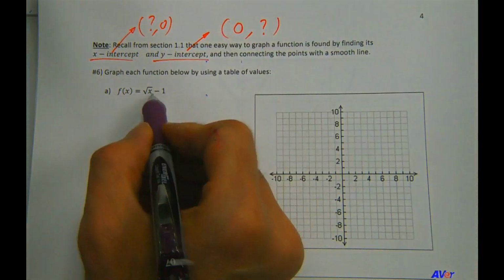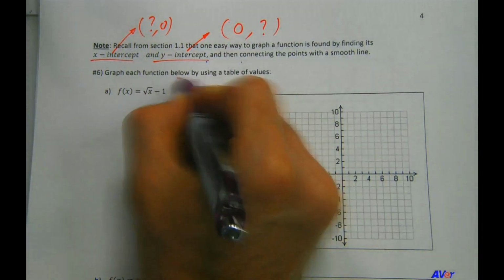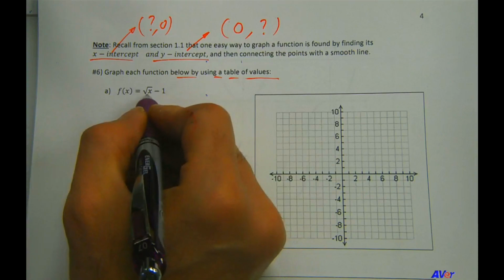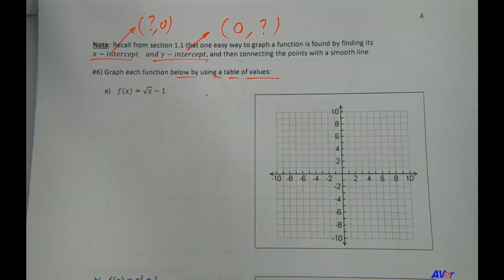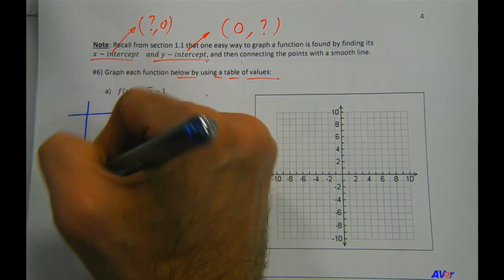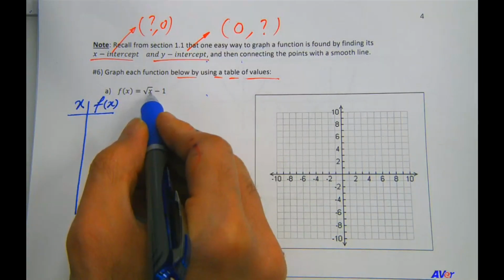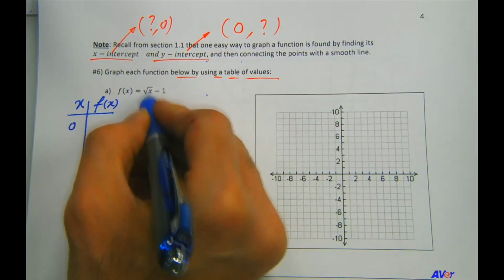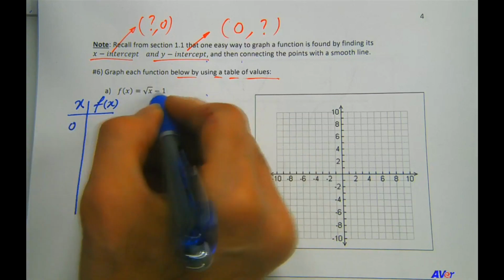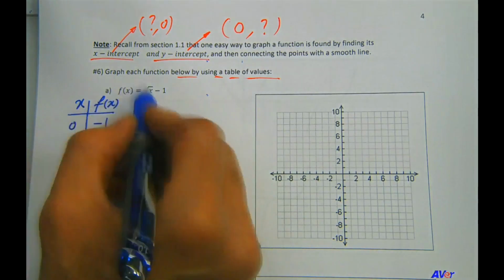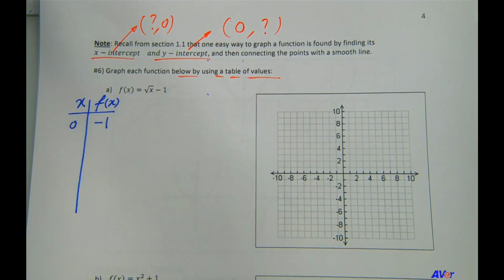So square root of x, and when it says use the table of values, you have the control over what values you pick, right? You can pick easy numbers. Don't pick numbers that would make life miserable. So for example, for a function like that, I would pick very easy numbers. So I would pick 0, right? When x is 0, square root of 0 is 0. 0 minus 1 is minus 1. Okay? If x equals 0, f of x equals negative 1.